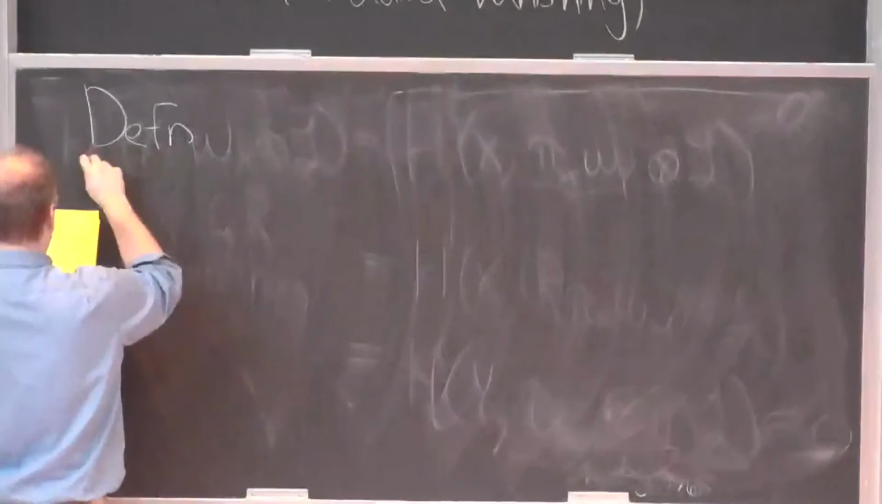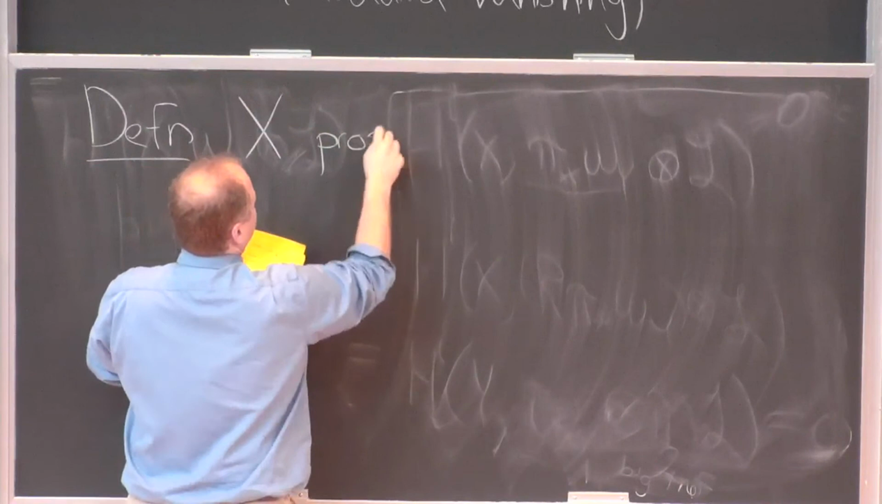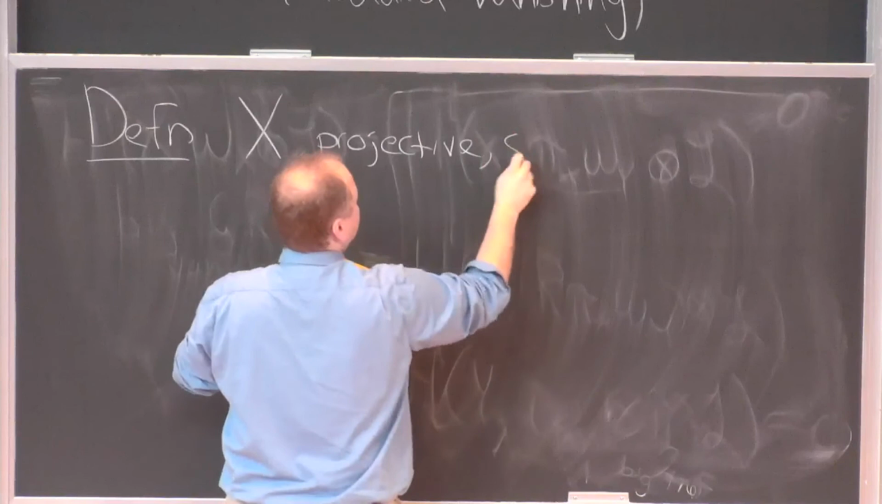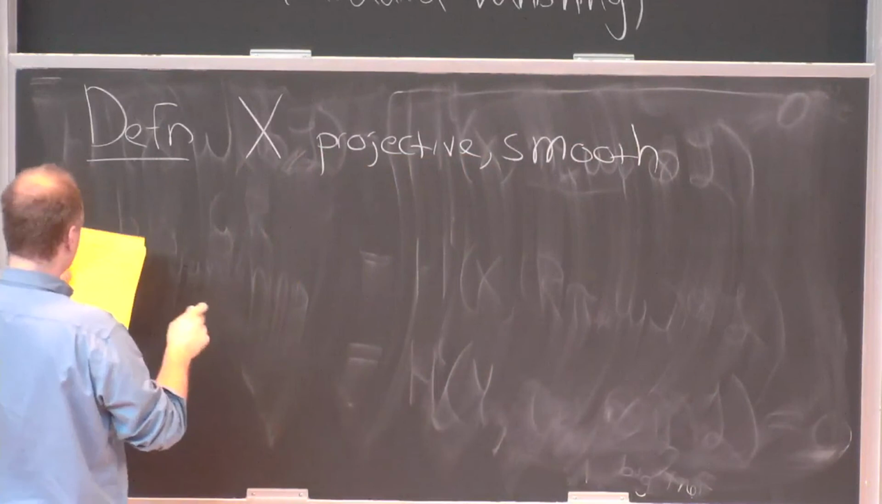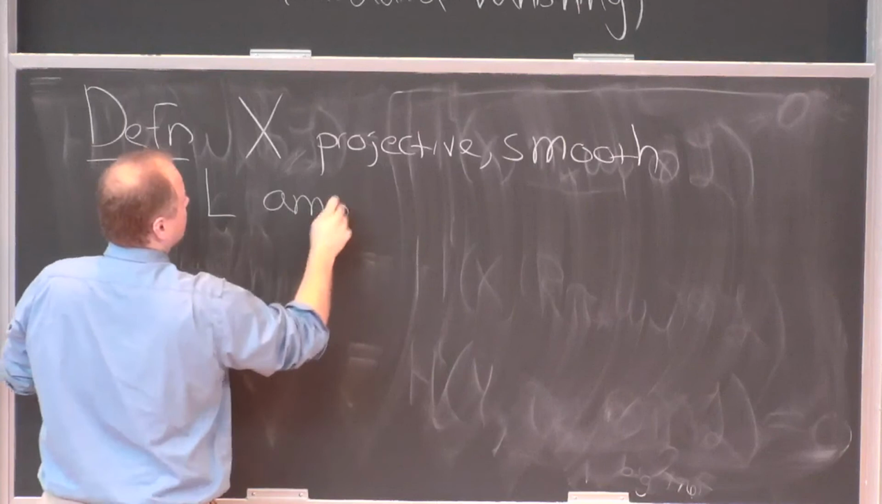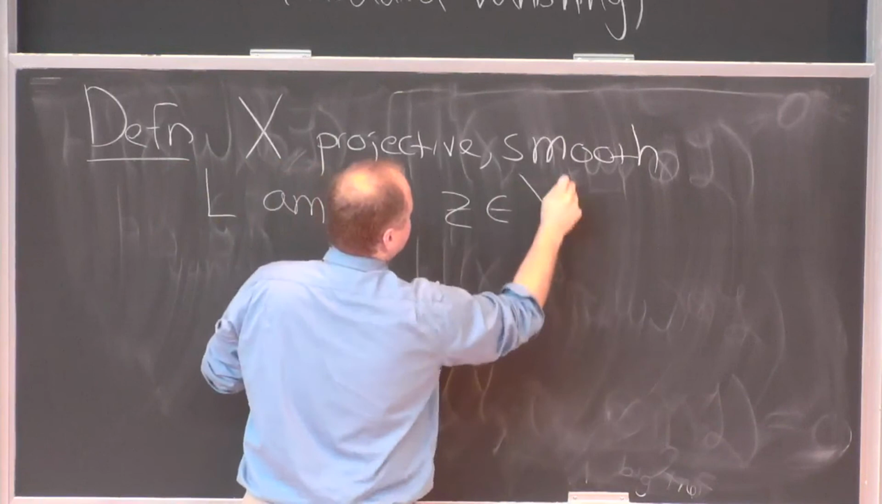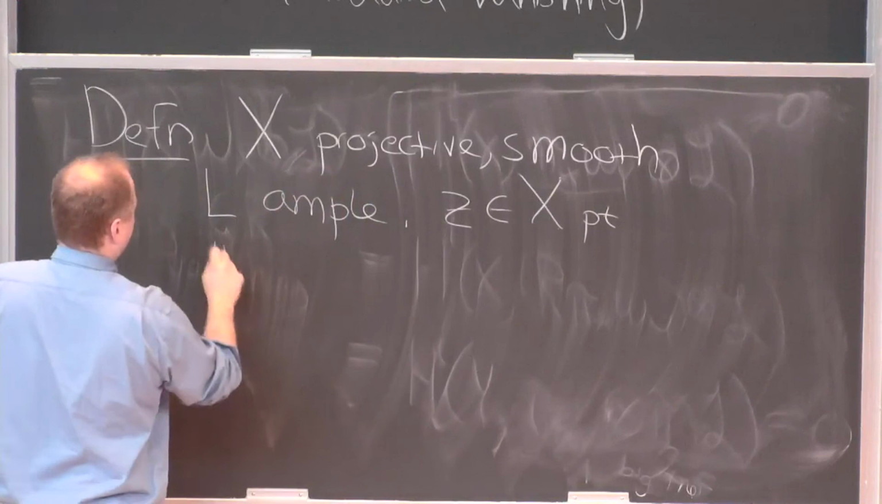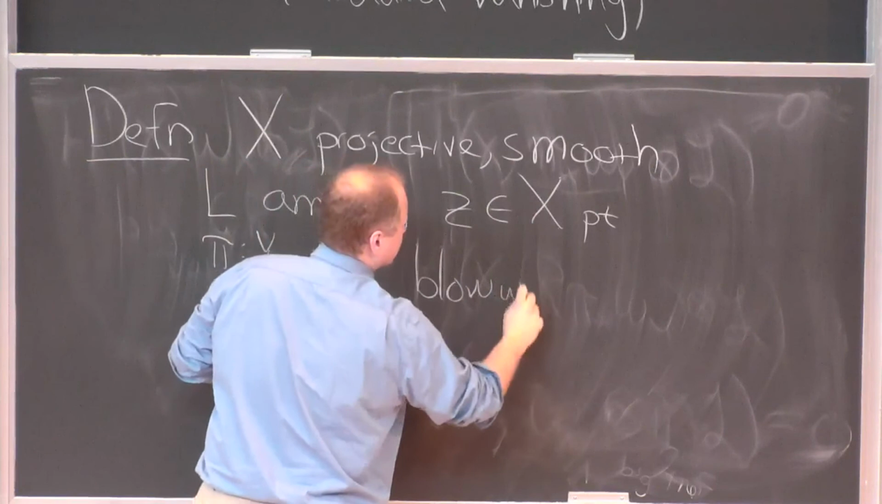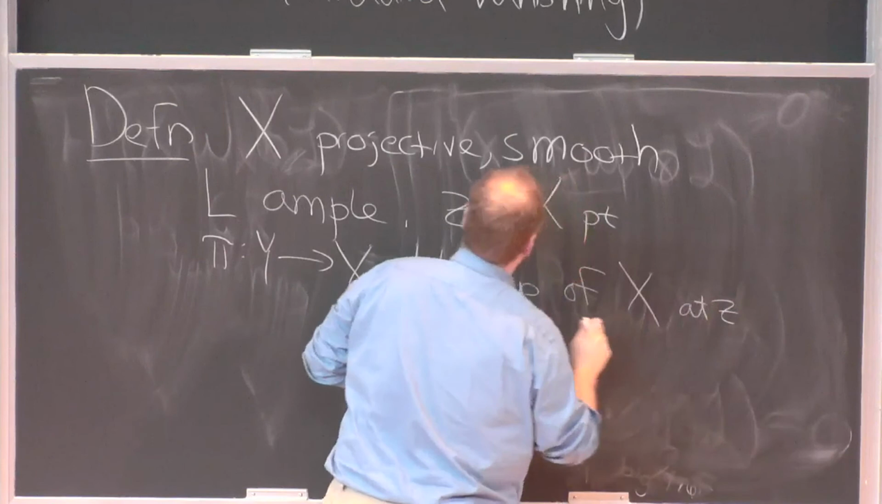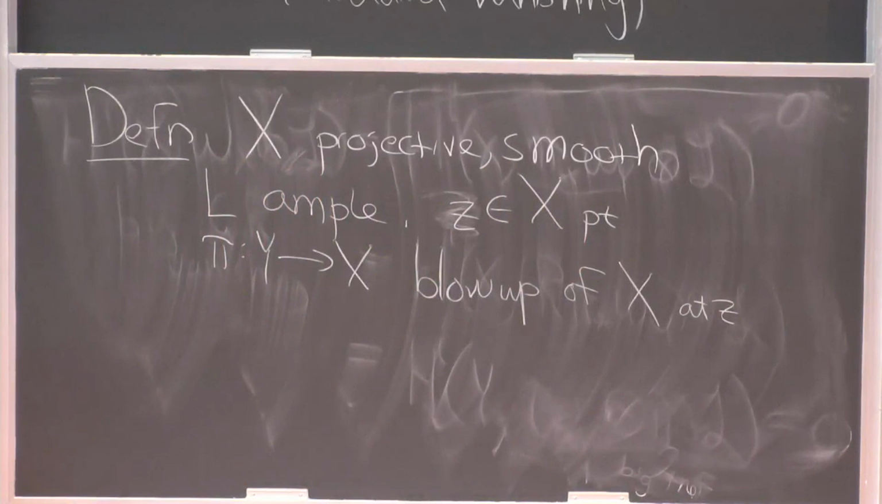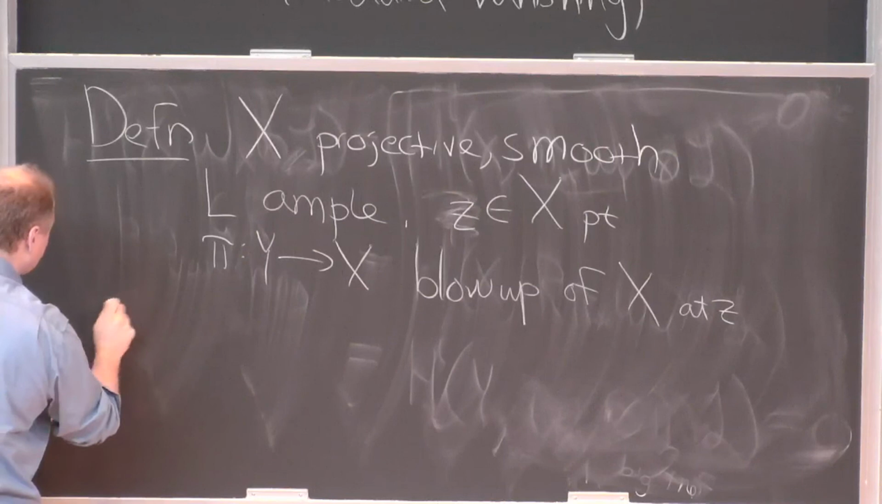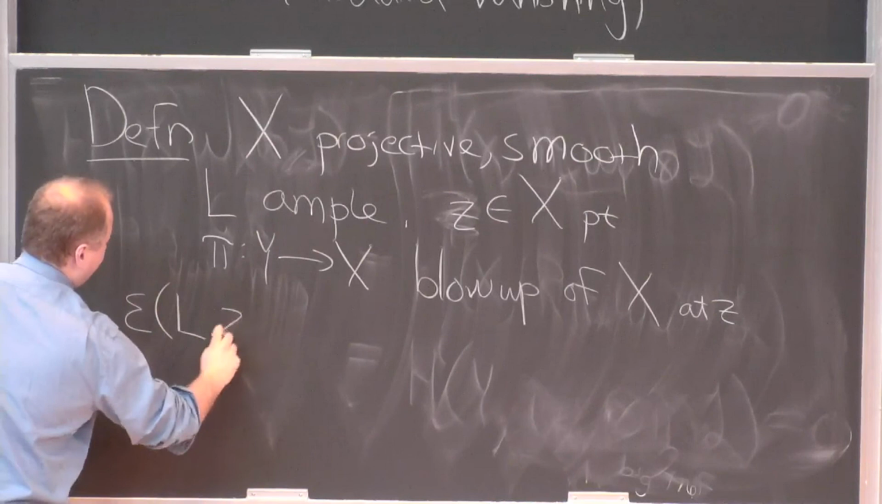Say X is projective. I'm probably going to start with smooth, just so I'm a little bit more careful. L is ample, say. So z in X is a point, and pi from Y to X is the blow-up of X at little z. And then we define the Seshadri constant of our line bundle L at z to be the following.